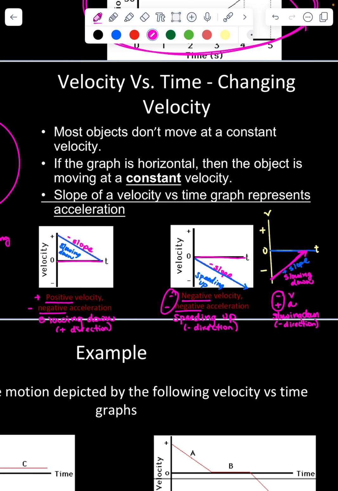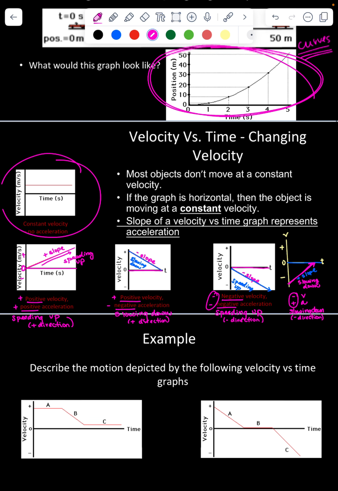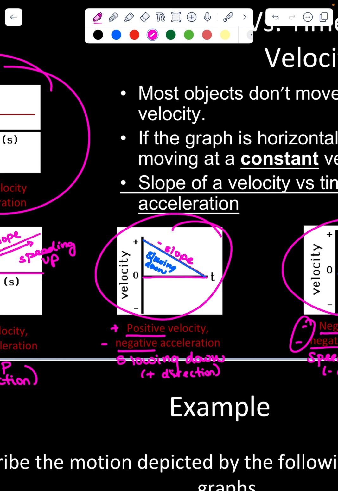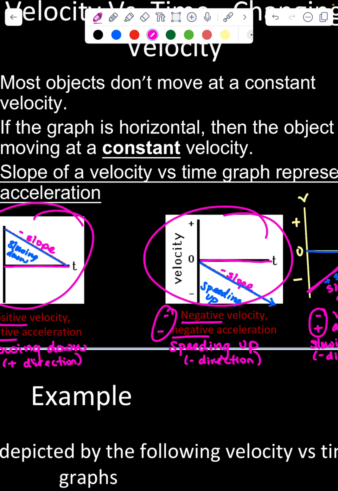All right, so if we look at all 4 of these, I want you to see some similarities and some differences. Right here and right here, we have negative slopes. That means that we have negative accelerations. But here, that negative slope meant that I was slowing down. Right here, that negative slope or negative acceleration meant that I was speeding up.